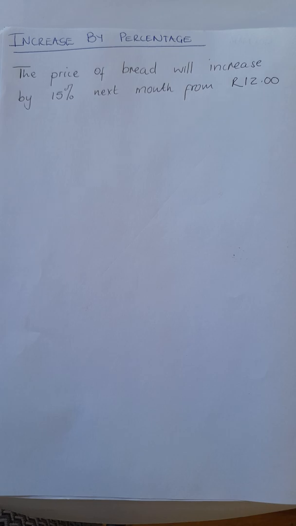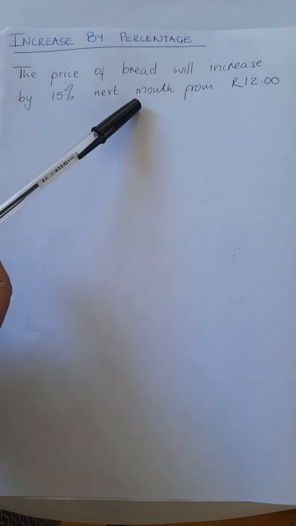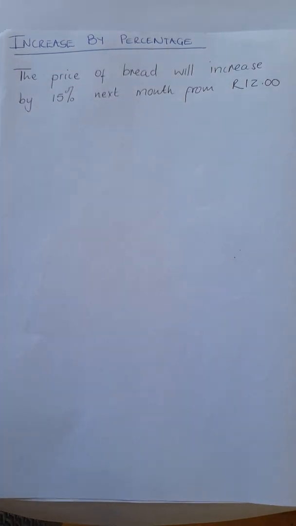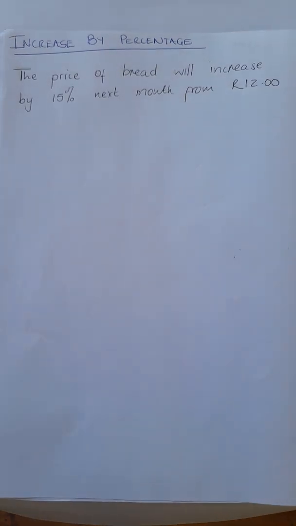Increasing a value by a percentage. The example that we have here is a simple example. As you can see, the price of bread will increase by 15% next month from 12 rand. So we have to determine how much the new price of bread will be next month, which means it would have increased by 15%.